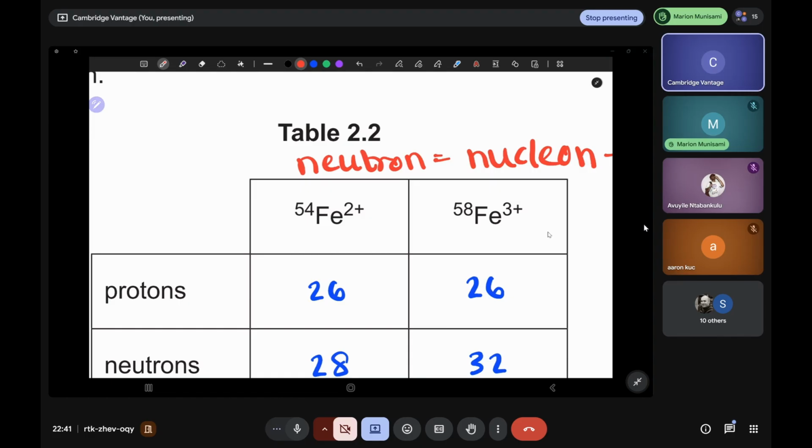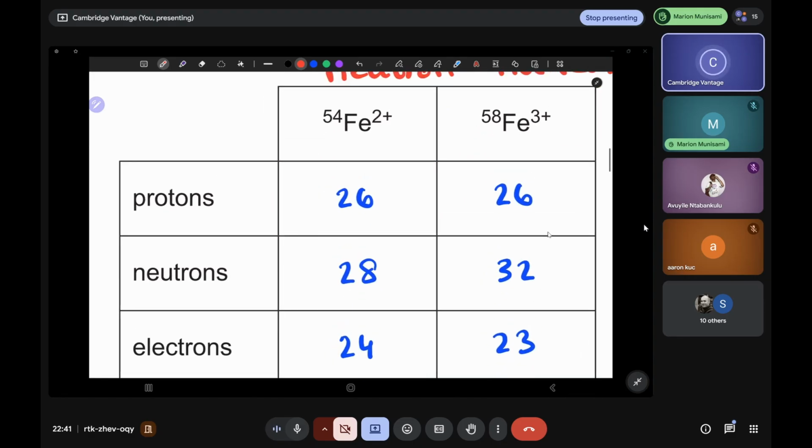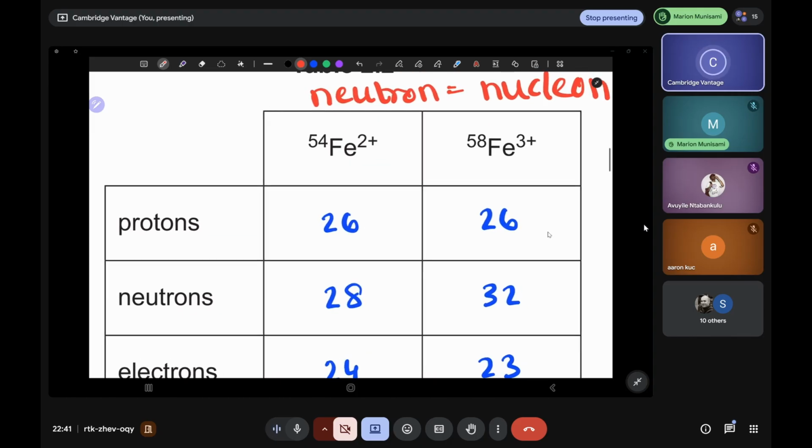All right. So the number of protons will be 26 for both of them, and neutrons is going to be 28 and 32. How will you calculate it? You will just do 54 minus 26. You will get 28. You will do 58 minus 26. You will get 32. The good thing is you're allowed to use a calculator for your IGCSE chemistry exams, so you need not worry if you are not that good in maths.